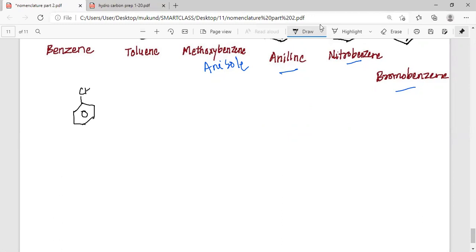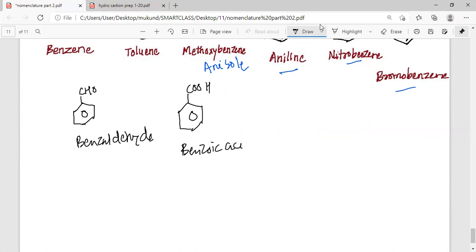If we have CHO on benzene, we will call it benzaldehyde. If we have COOH on benzene, we will call it benzoic acid, my dear students.